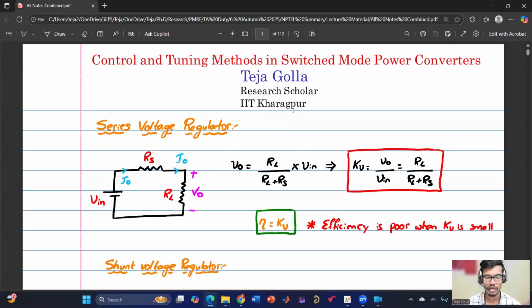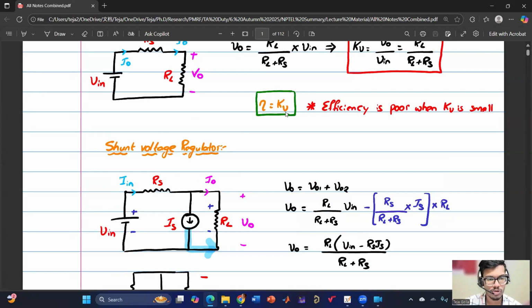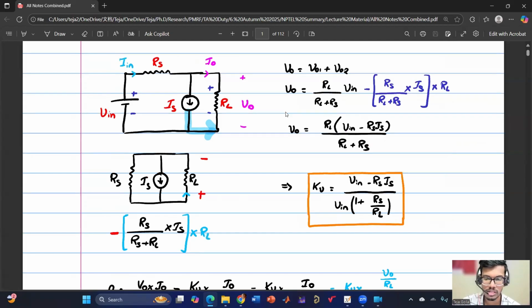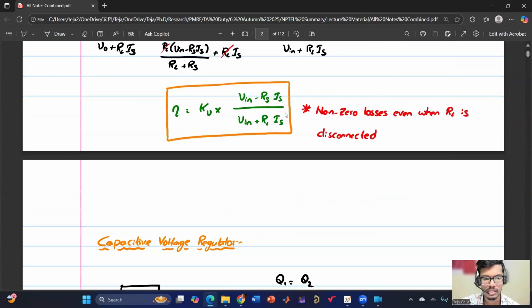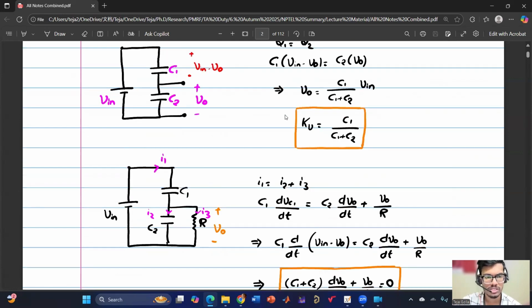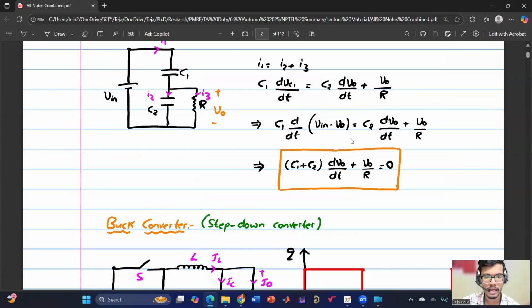In week one, we discussed different types of voltage regulators before moving on to switched mode power converters. We discussed the series voltage regulator as well as the shunt voltage regulator. We saw the voltage gains, the efficiency expressions, and the derivation. We also discussed the capacitor voltage regulator with and without resistance. Without resistance, this is the expression. With resistance, we have to solve the first order dynamical equation.